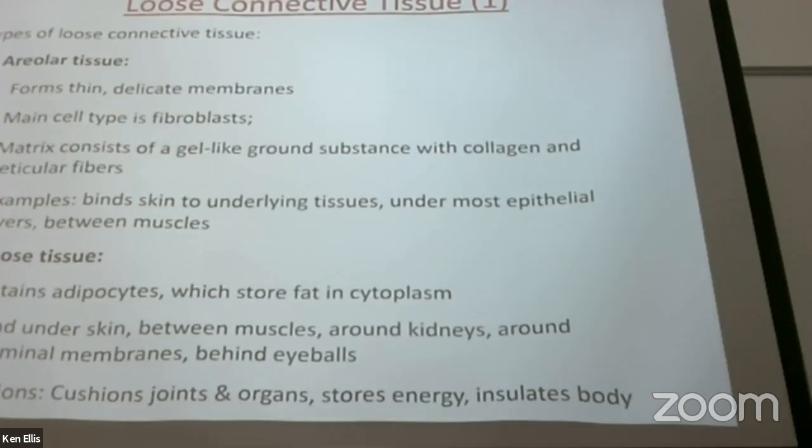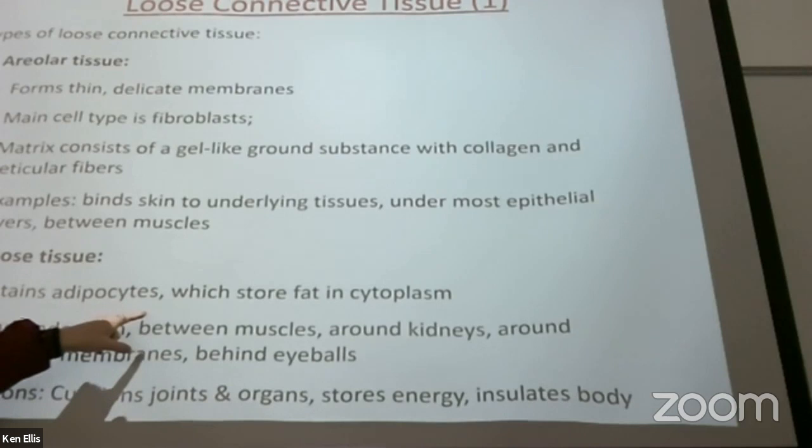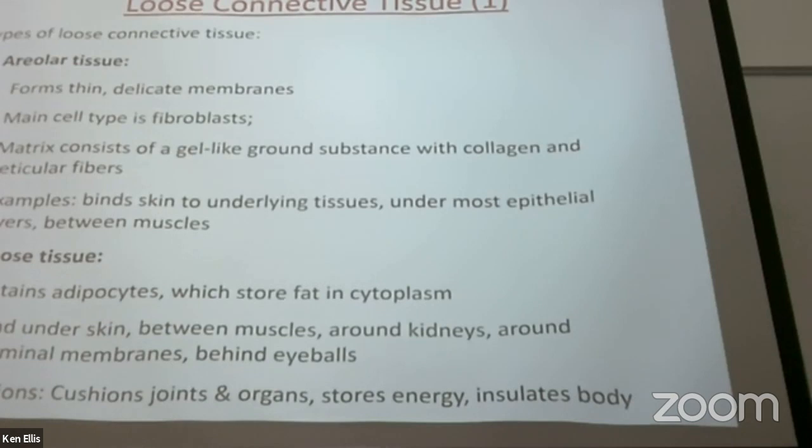Now, that's one slide there. The next slide is what we call adipose tissue. What's that another name for? Fat cells. Write it down so you know. Adipose tissue is fat cells. They contain adipocytes storing, what's that, guys? What do they store? Fat in the cytoplasm, found under the skin, between muscles, around kidneys, around abdominal membranes, behind the eyeballs.